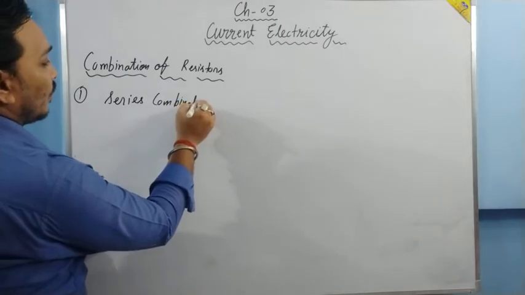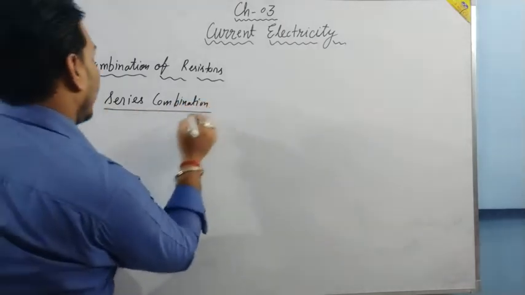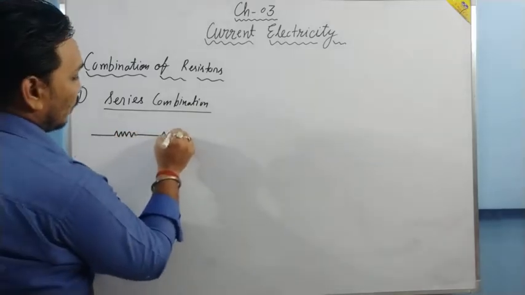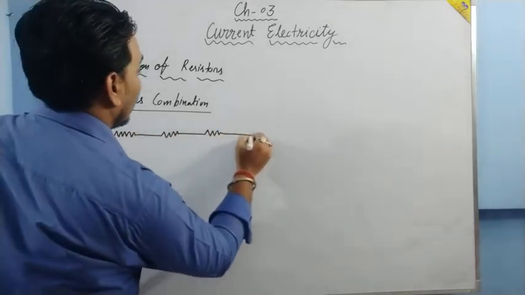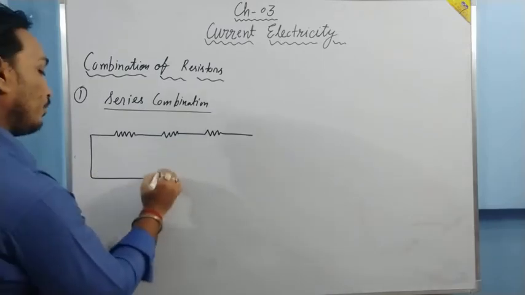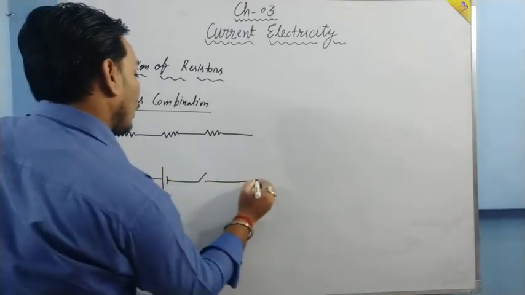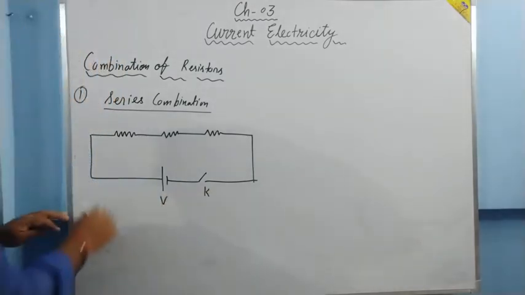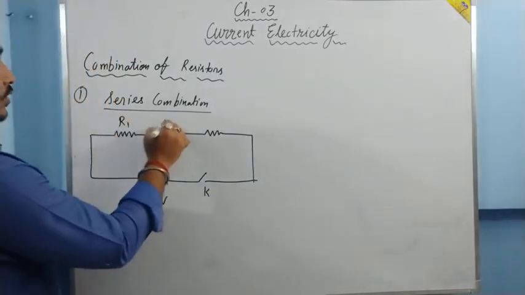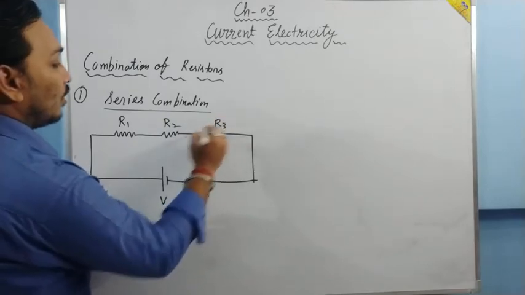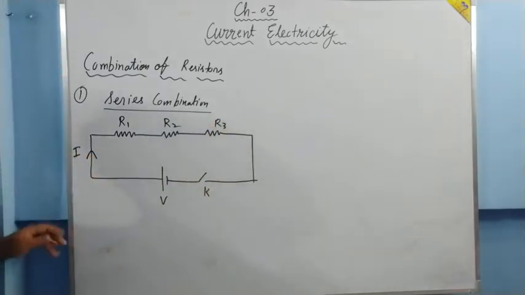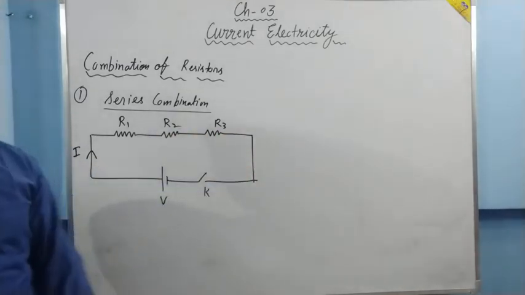combination. When we say the resistances are in series combination, when they are connected in this manner, then they are said to be in series combination. Suppose this is the first resistance, this is the second, this is the third, then the quantity which is same through them is the current. But voltage through all the resistances will be different.